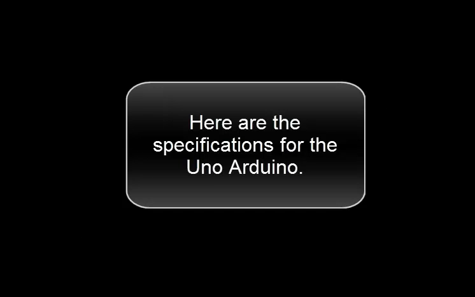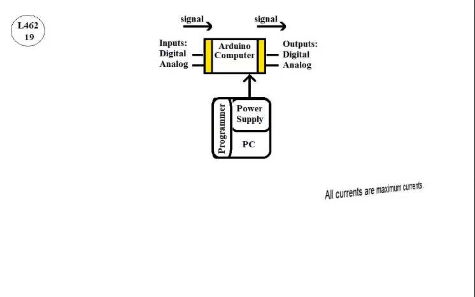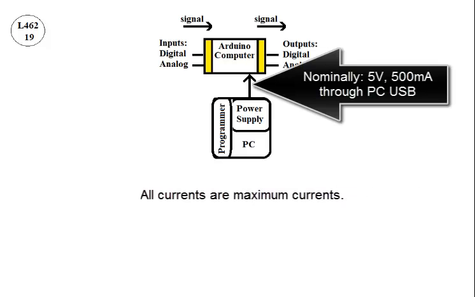Here are the specifications for the Uno Arduino. All currents are maximum currents. Power is nominally 5 volts, 500 milliamps through the PC USB, or 7 volts to 12 volts if not through the PC USB.